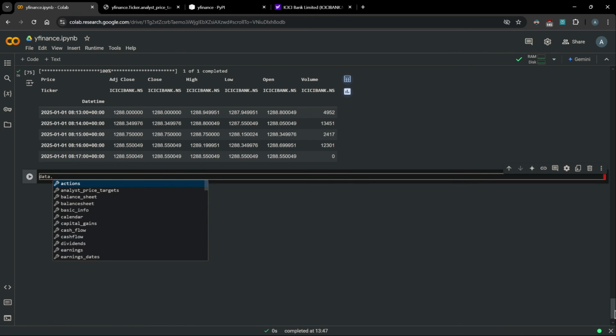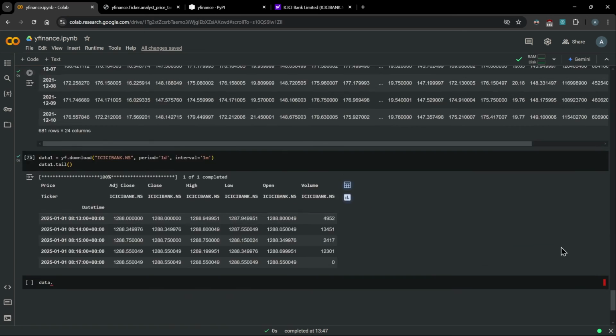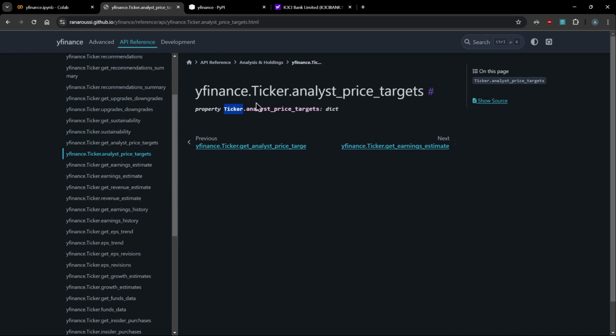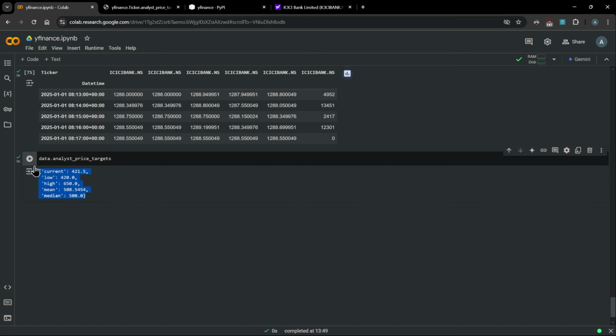So data is our ticker, as you see in here. This MSFT data stores the MSFT ticker. Now let's go down. data.analyst_price_targets. Yes, so now you can just run this. You can see currently it's at 421.5. Analysts predict what the lowest is going to be, the highest, the mean, and the median.